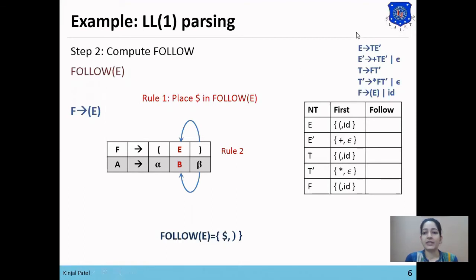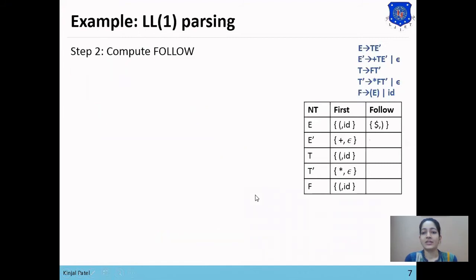Now we'll check for the E symbol at the right hand side, as there is only one statement which has E. So no more rule will be applied. So follow of E is dollar and closing bracket. Now next we want to find follow of E dash.